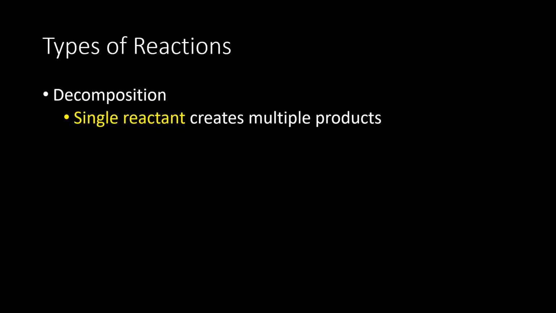Our second type of reaction is a decomposition reaction. In a decomposition reaction, you start with a single reactant and create multiple products. Again, single reactant here is your key way to identify a decomposition reaction. The generic format for this would be CD yields C plus D. So again, this time we are starting with a single reactant and creating multiple products, but you can still see all of the components in the final product from the original reactant.